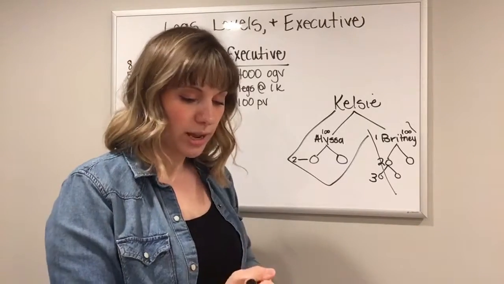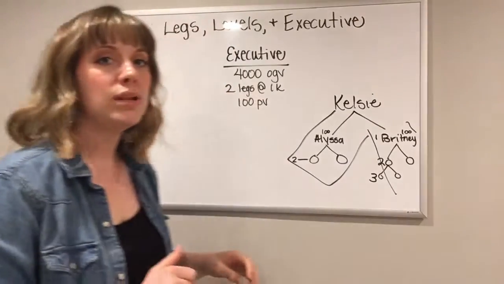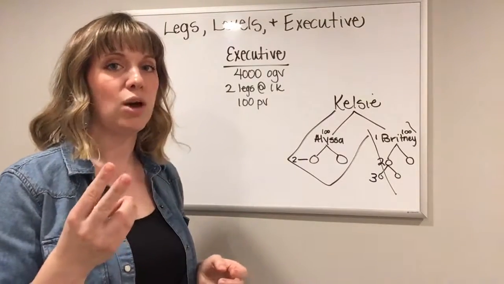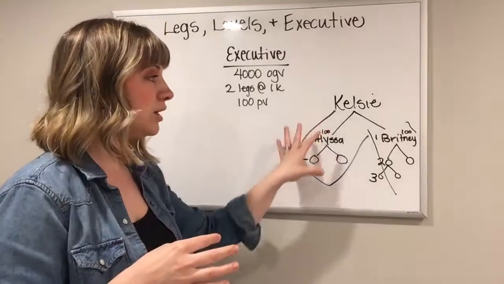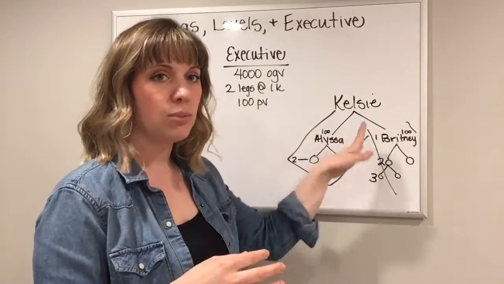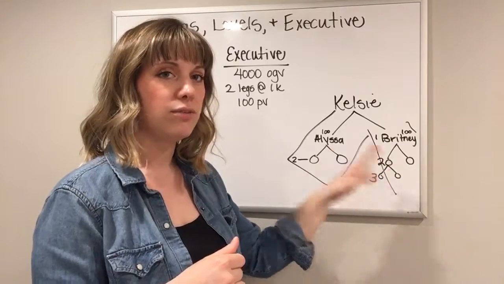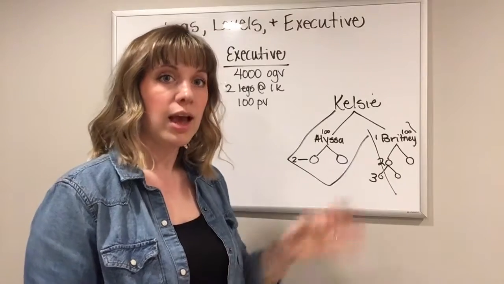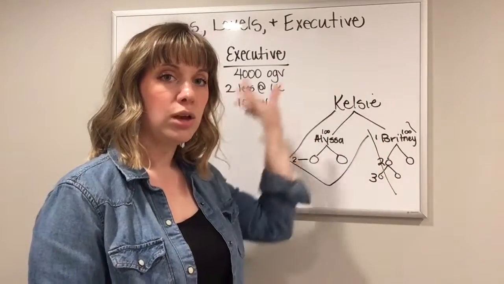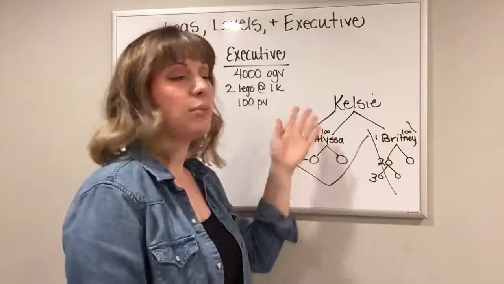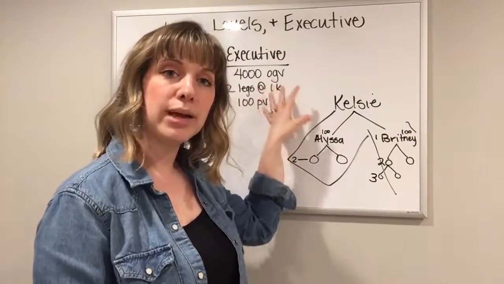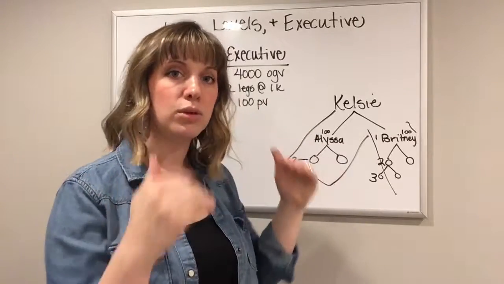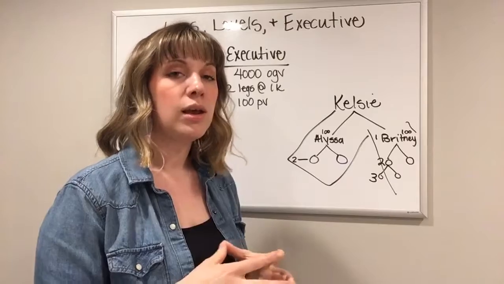With executive, to rank to this level, we need to have that 4,000 OGV like we talked about, but we also need to have 2 legs, each of those legs being at 1,000 overall. So in this scenario, Alyssa would be leg 1 and Brittany would be leg 2. And to qualify for executive, they would both need to have 1,000 overall group volume in their legs, and I would need to have 4,000 in my whole group. So sometimes this happens where one leg might be over 1,000, or you might have some people outside of those legs that would be ordering that would go into that 4,000, but those 2 legs each have to be at 1,000 overall group volume.